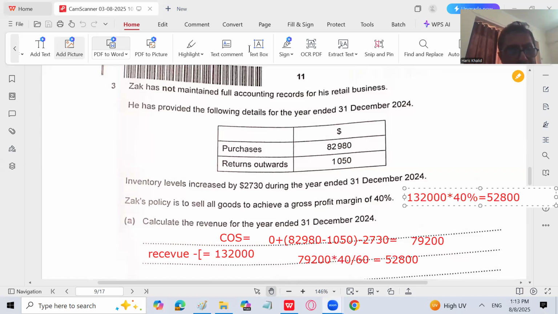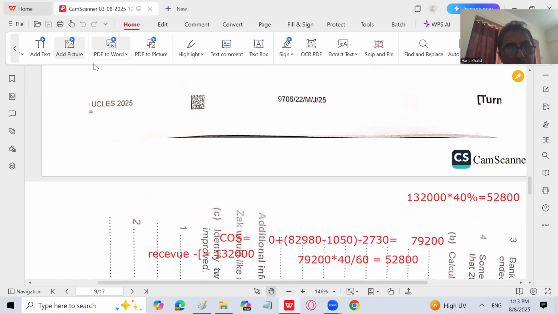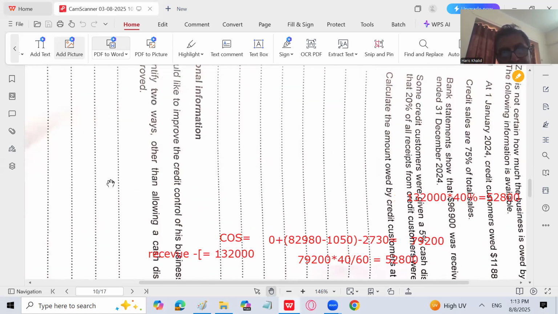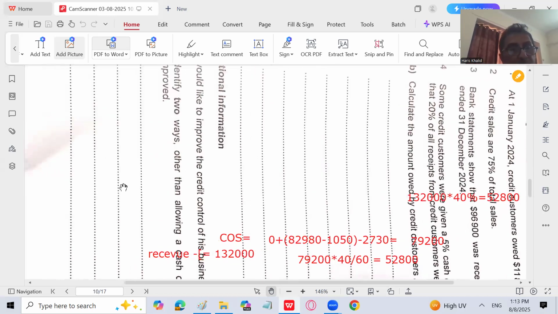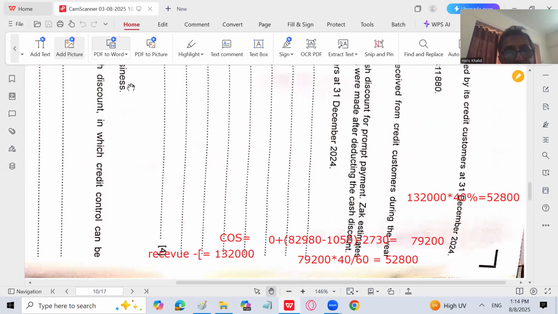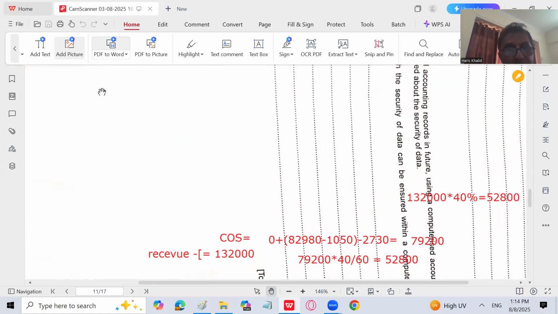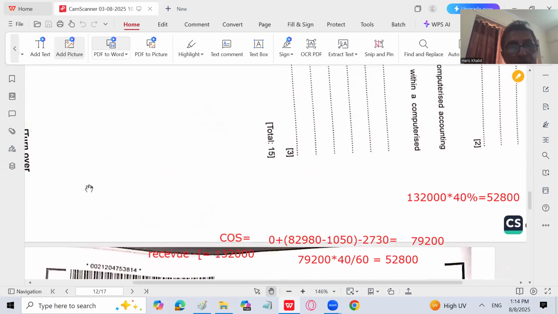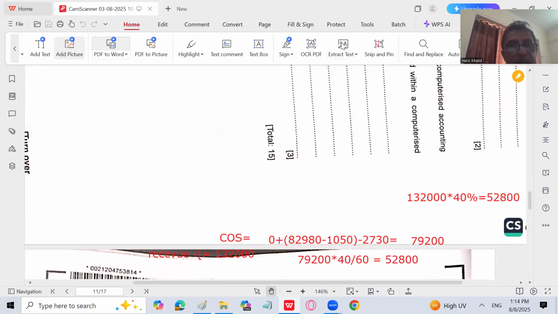The next part is the sales ledger control account which is required. Quite easy. We have to prepare the SLCA and the amount owed by credit customers, that is, you have to find the trade receivables at the end. So it's quite an easy question. I will solve it by changing the format. And then we have a question of marginal costing, which inshallah I will solve today, inshallah at night.